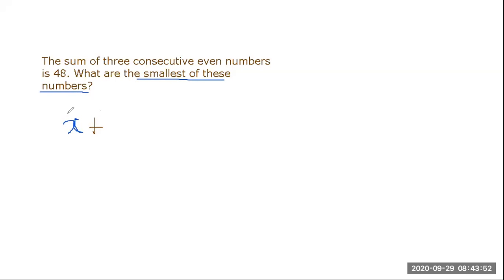Since this is the first even number, my next even number is x plus 2. Say for instance this first even number was 10, and they said consecutive even numbers, so my next even number would be 10 plus 2, 12. Then my next even number would be x plus 4. We're just saying that x is 10. So if x was 10, then this number had to be 12, then this number had to be 14. Just throwing it out there.